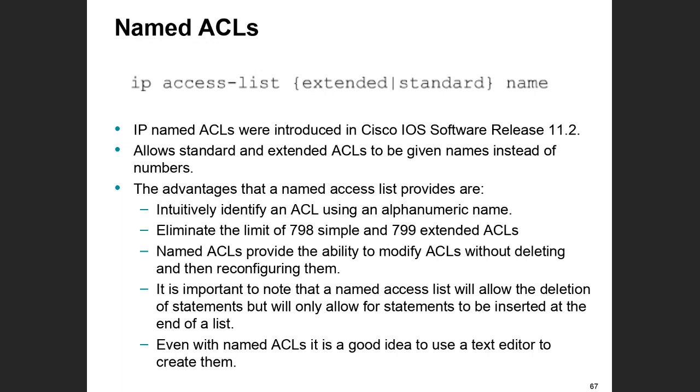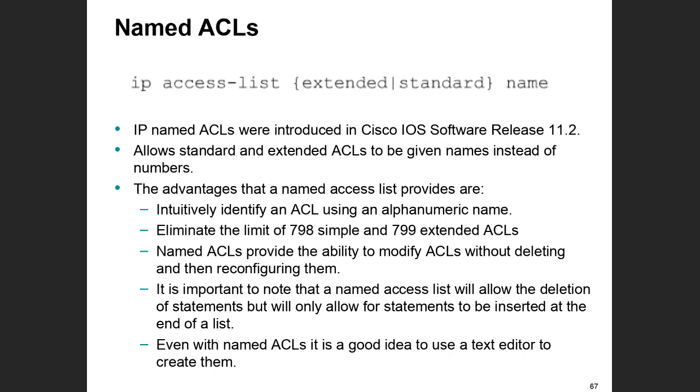Named access control lists were released as an alternative to having to say 1 to 99 is standard, 100 to 199 is extended. So we can give them mnemonic type names instead of having to use a number. And it has some other advantages. That eliminates the normal limitation of about 800 standard or 800 extended access control lists.